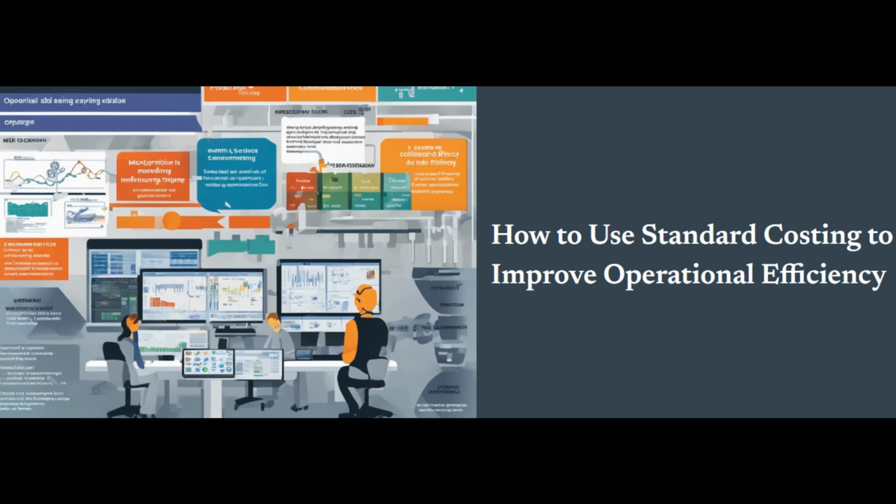Establishing accurate standard costs. The foundation of any effective standard costing system is the accuracy and reliability of the standard cost information. Before you can begin using standard costing to improve operational efficiency, it's essential to ensure that your standard costs are based on realistic, up-to-date data. This process typically involves a detailed analysis of the various cost components that go into producing a product or delivering a service. This includes direct materials, direct labor, and manufacturing overhead. By carefully examining historical data, industry benchmarks, and anticipated changes in the cost structure, you can develop standard costs that accurately reflect the true cost of doing business.